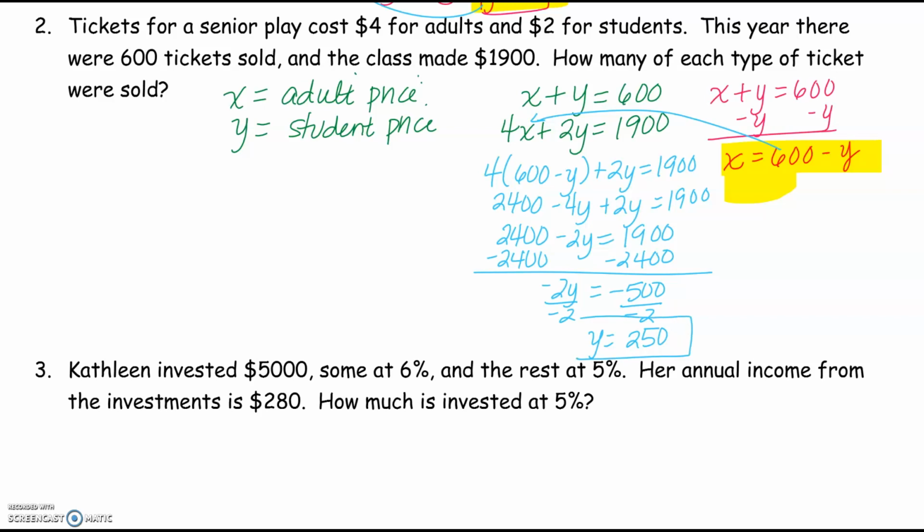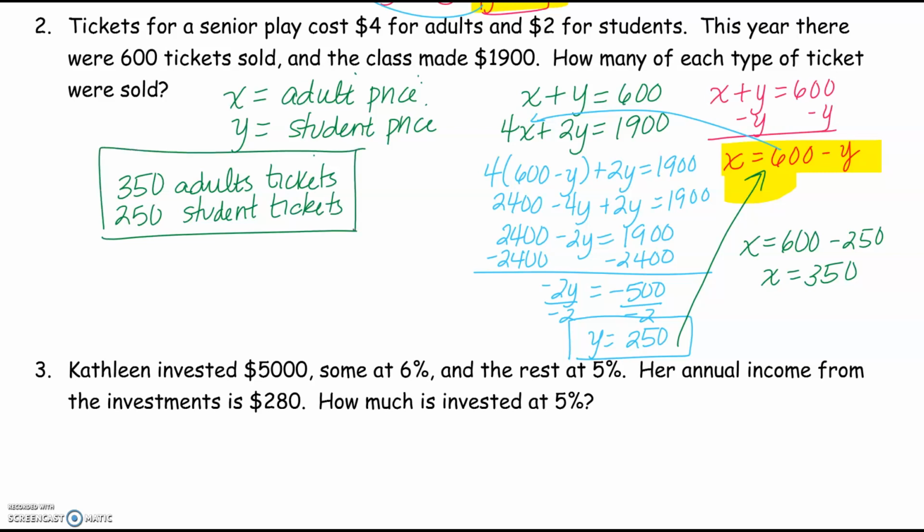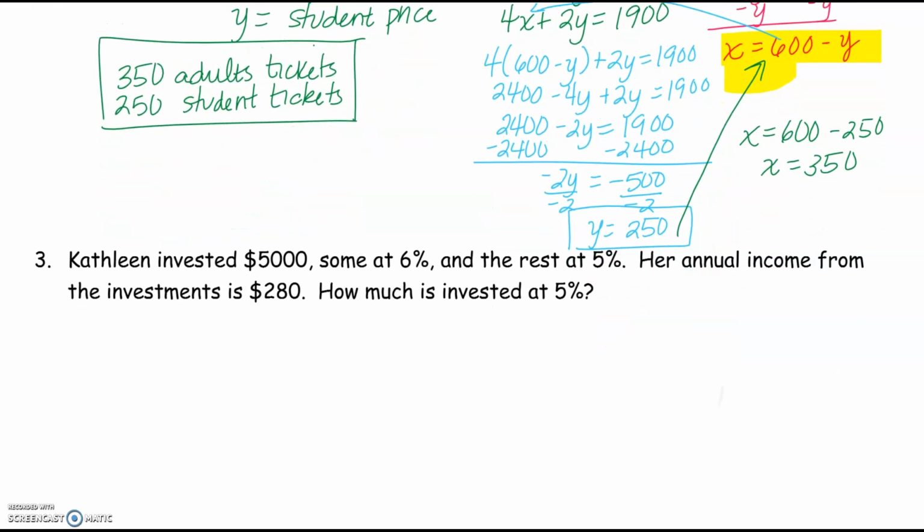So we're going to take that and we're going to go and plug it back in over here. So x equals 600 minus 250, or x equals 350. So there were 350 adult tickets, 250 student tickets. Okay, hopefully so far so good. Let's go to the third one.